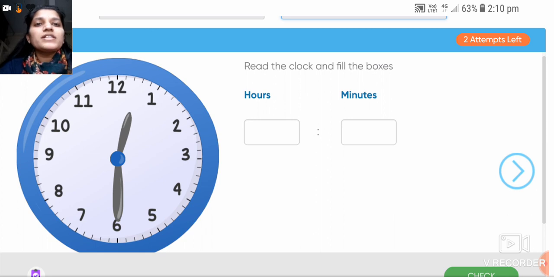So students, we can see that our hour hand is between 12 and 1, right? And the minute hand is on 6. We all know that when the minute hand comes on 6, we have to show half past time. Here we can see that our hour hand is slightly after 12. The time is half past 12.